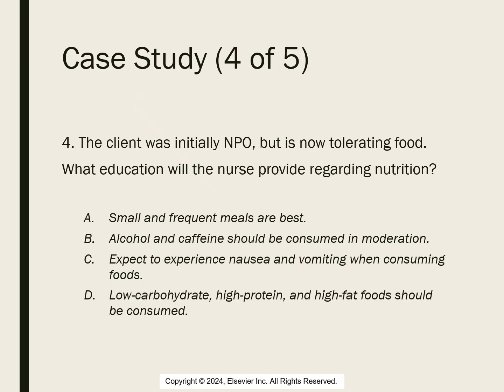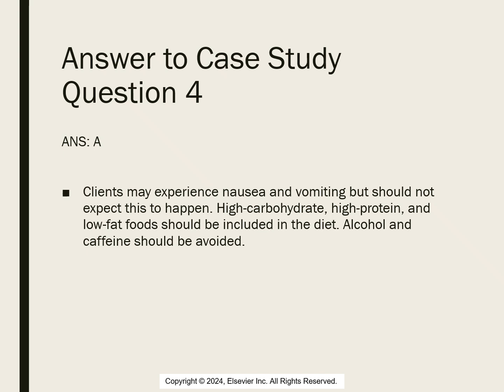Go ahead and read your question and review your answer choices. You can pause your video here, and we will discuss the answers on the next slide. The answer to this question is A as in alpha. We want those small, frequent meals. Clients may experience nausea and vomiting, but it shouldn't be expected. High carbohydrate, high protein, and low fat foods should be included in the diet. Alcohol and caffeine should be avoided. We do not want to have these in moderate amounts.